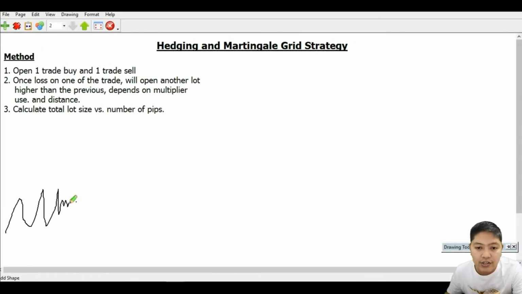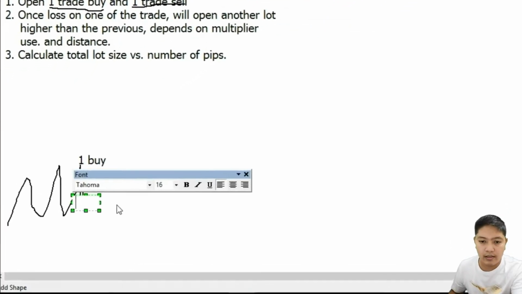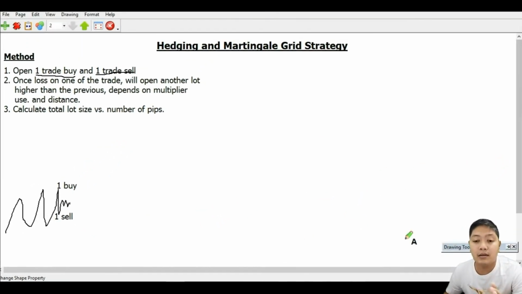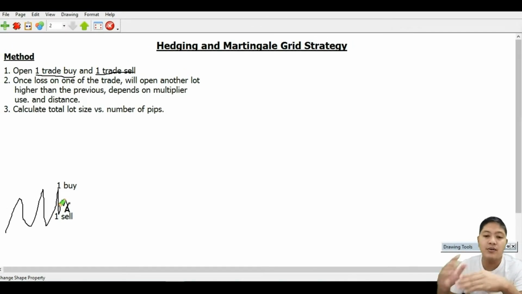Let's say this is the entry where you use your buy trade and sell trade. So you have one buy here, and another one here, one sell. The portion in this strategy depends on how many lots you're opening. In my strategy, I normally use a 0.01 start lot size, but it's up to you whether you use a standard lot or a cent account. So you're opening one buy and one sell.